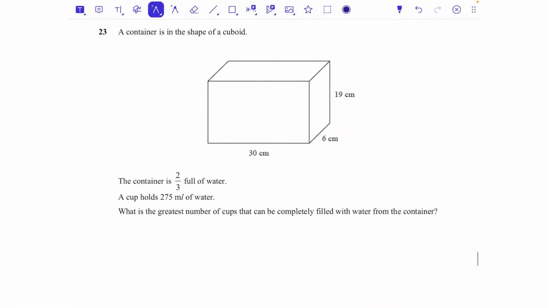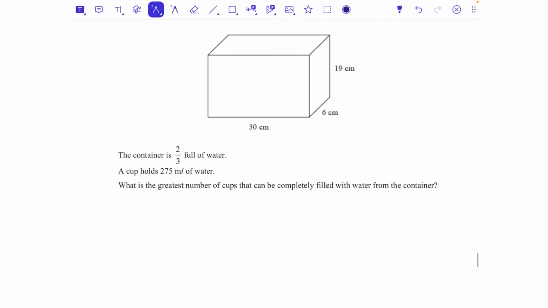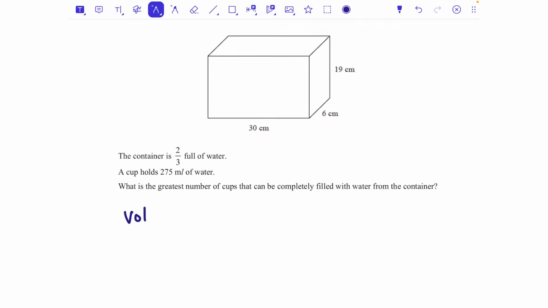Okay, question number 23. A container is in the shape of a cuboid. The container is 2/3 full of water. A cup holds 275 millilitres of water. What's the greatest number of cups that can be completely filled with water from the container? So to get the volume of a cuboid, we do base times width times height. Basically 30 times 6 times 19. So if I'm multiplying that together, 30 times 6 times 19. Again, I'm using my calculator because this is a calculator paper.